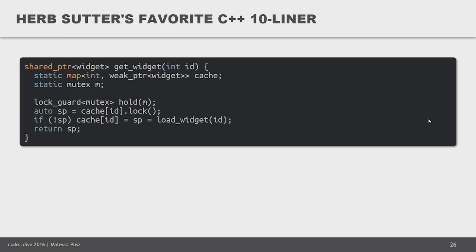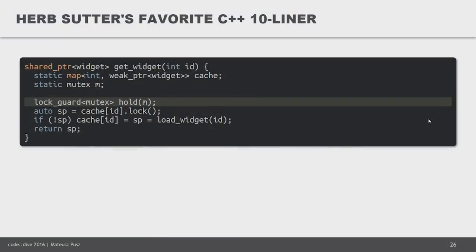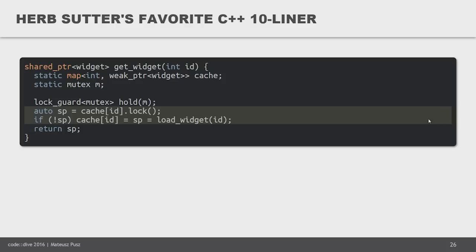And it's a good place here to show Herb Sutter's favorite 10-liner. This is a really simple, short code that Herb Sutter provided some time ago as his favorite code snippet. Basically, what's being done here? We have a static map of the widgets that are stored by identifiers, and we have a static mutex to make all this thread safe. We are locking this mutex for the operation, and in these two lines of code, all the magic happens.